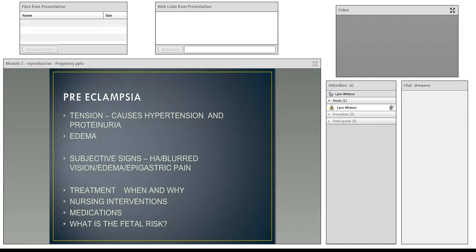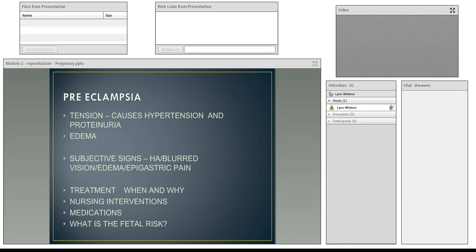So we're going to take vital signs every hour. We're going to check DTRs every hour. We're going to put in a Foley catheter to check output every hour. And we're going to check her protein. We're going to check her LOC, her level of consciousness, and her ability to communicate with us, because magnesium and preeclampsia can cause problems. We're going to pad the side rails possibly, so that if she does have a seizure, she will be safe.